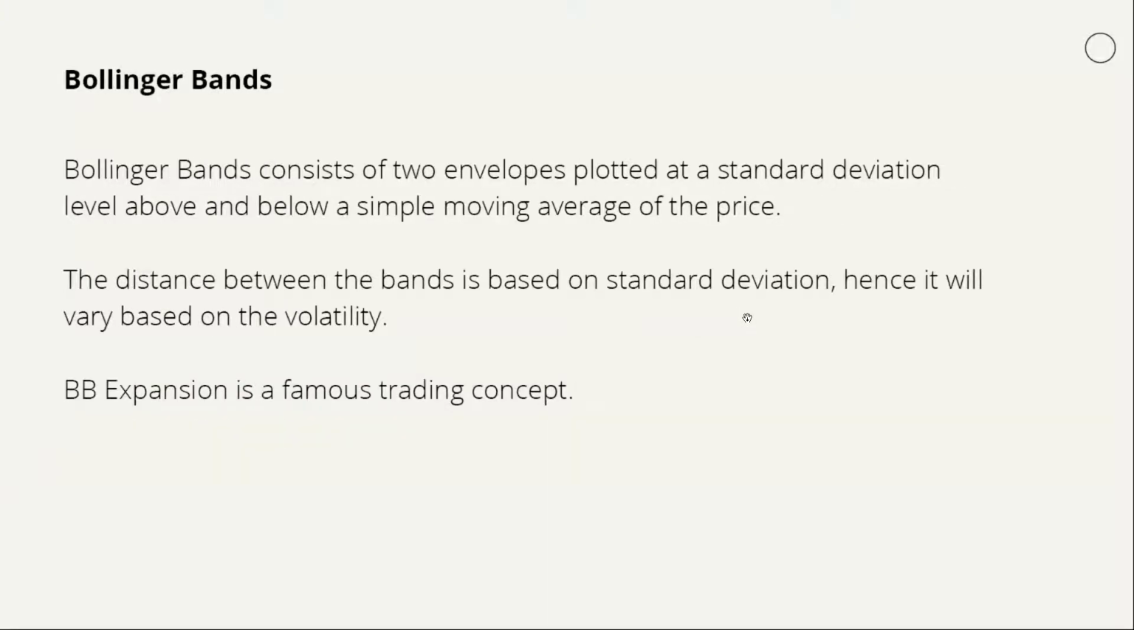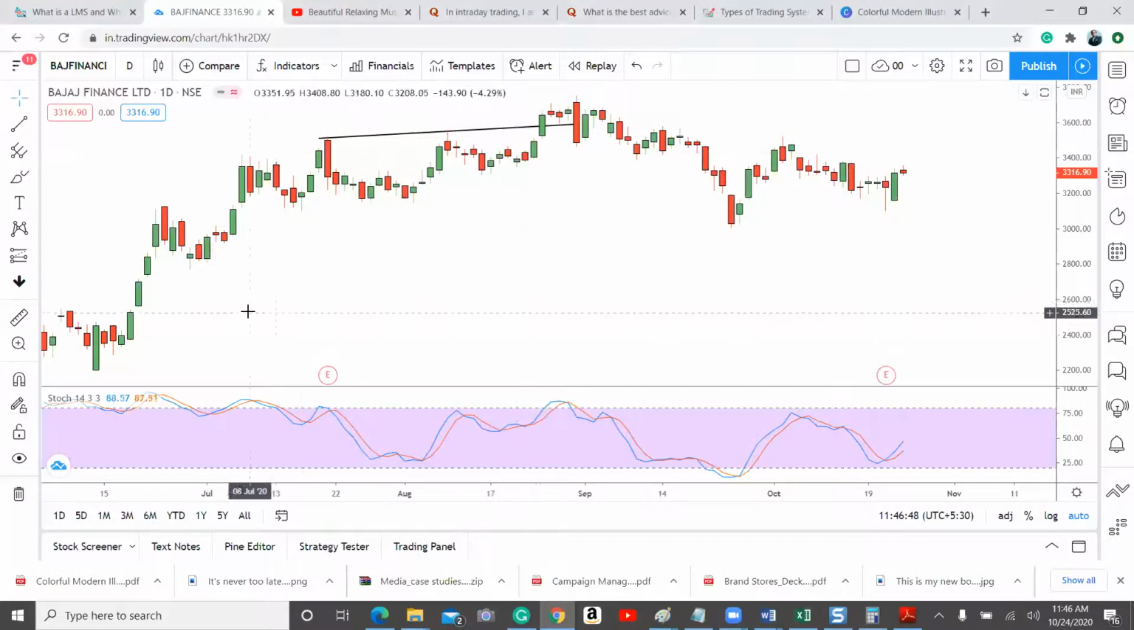Now Bollinger Bands. Bollinger Bands consist of two envelopes plotted at two standard deviation levels above and below a simple moving average. The distance between the bands is based on the standard deviation. Hence, it will vary based on the volatility. Bollinger Band expansion is one of the famous trading concepts actually. We will see it on the charts.